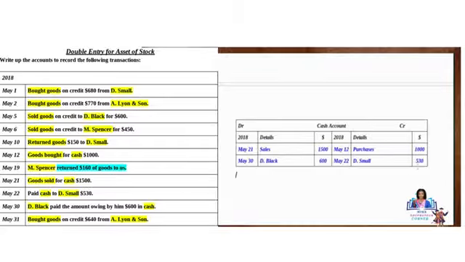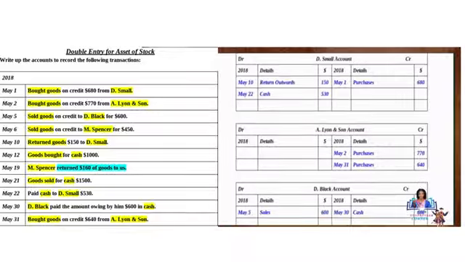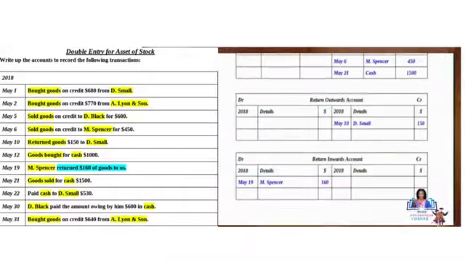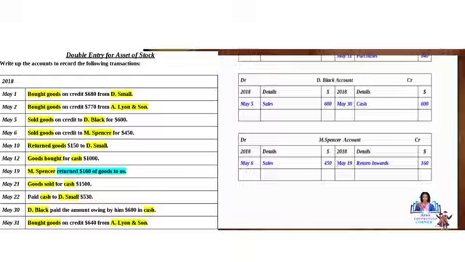So now on May 19, M. Spencer returned $160 worth of goods to us. So we need to check our return inwards account. Return inwards right here. So May 19, M. Spencer returned goods to the firm valued at $160. And then we need to check M. Spencer's account. And M. Spencer returned goods to the firm, return inwards, valued at $160.